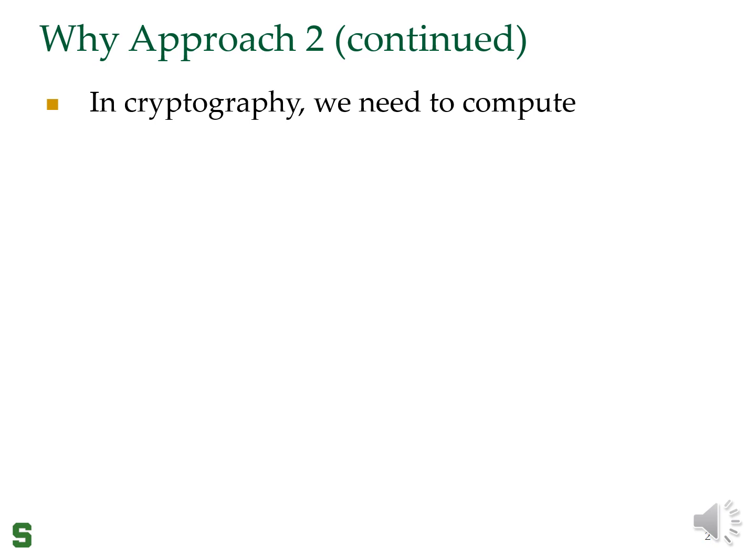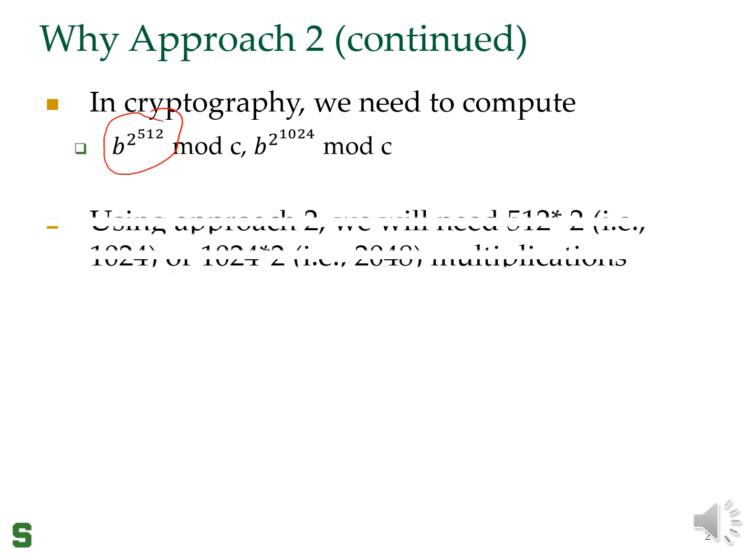In cryptographic applications, we need to compute something like this. So here we have b to the power 2 to the power 512. Note that the exact number will not be 2 to the power 512, but it would be in the vicinity of that number. So if I use approach 2, I will need about 512 times 2, roughly 1024 multiplications. Again, quite a bit, but fairly feasible.